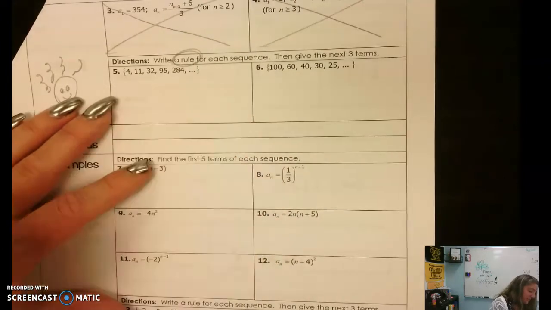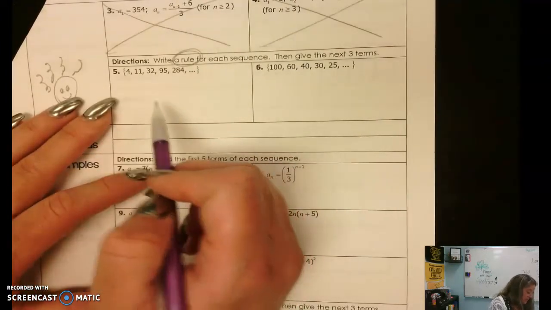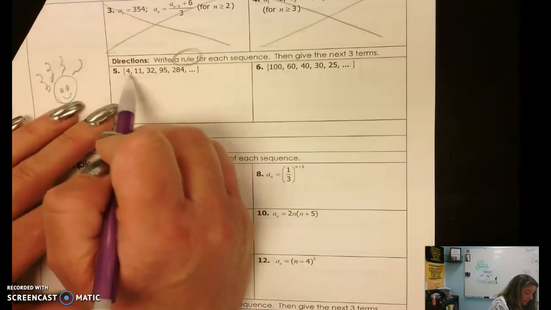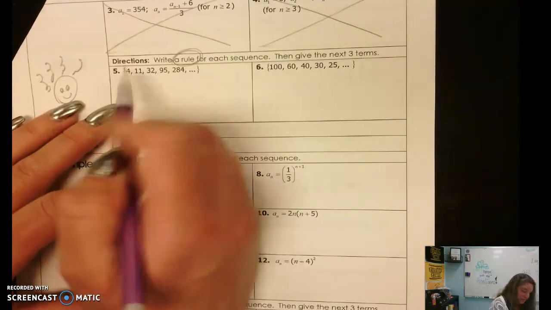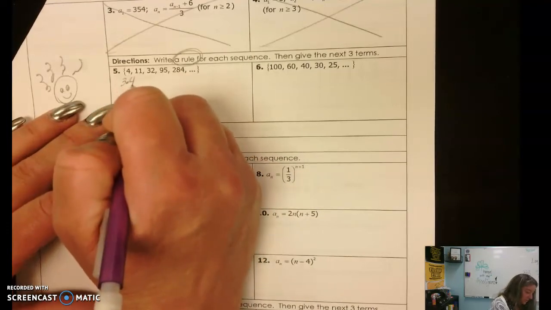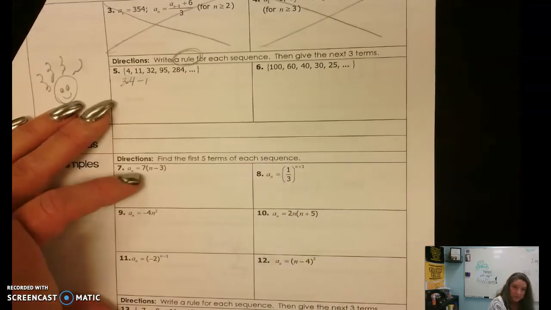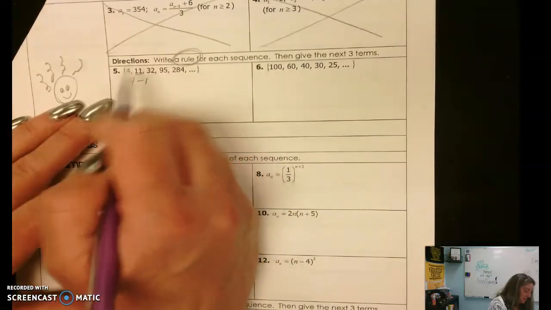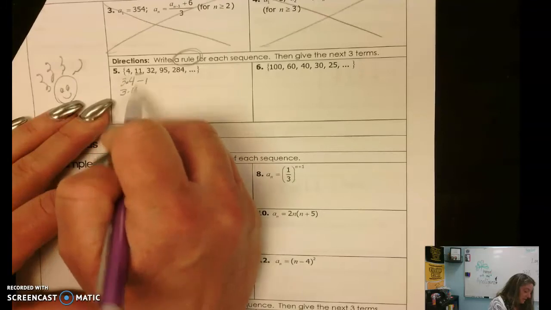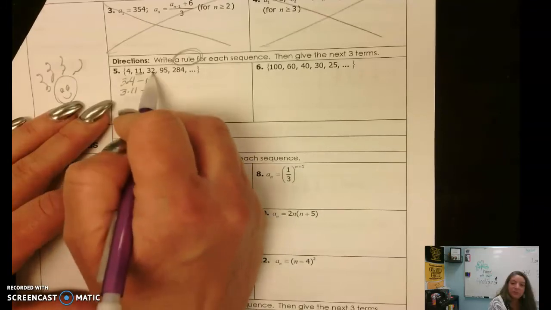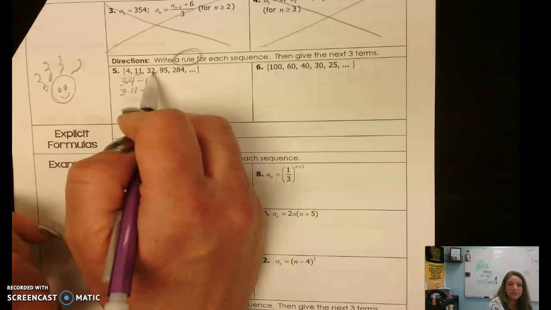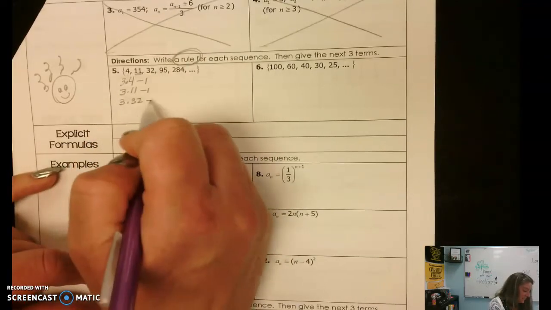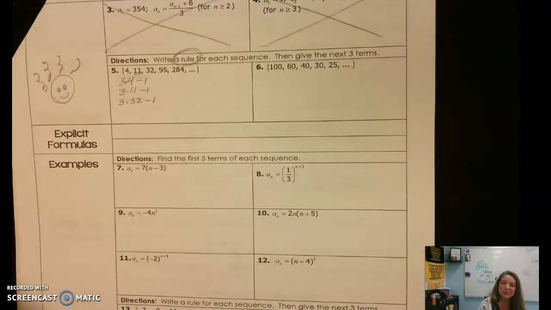I will tell you for this one, this is a recursive formula. And to get 11 from 4, it looks like we're going to do 3 times 4 and subtract 1. That's going to give me this 11. Let's see if that works for the next one. So do I do 3 times 11, which is 33, and subtract 1? That gives me 32. Yes, so it's definitely looking like it fits. 3 times 32 is 96, and if I subtract 1, I get 95. So that's looking pretty good, okay?